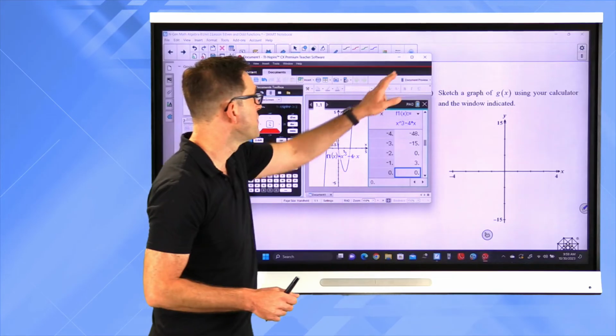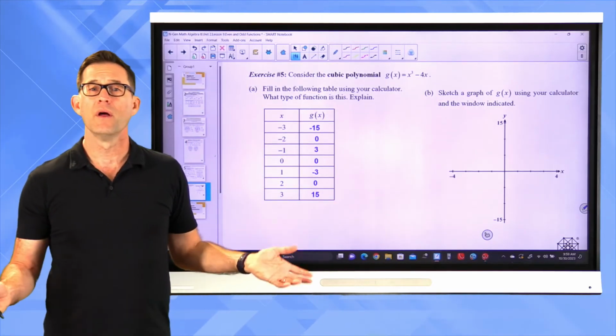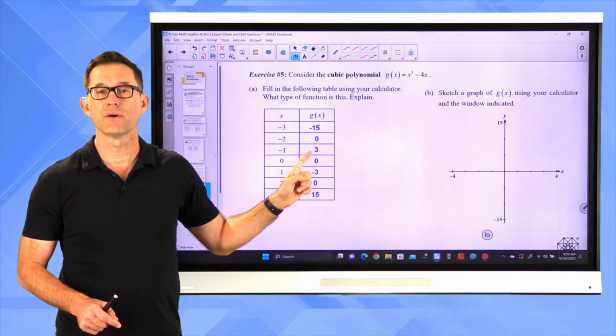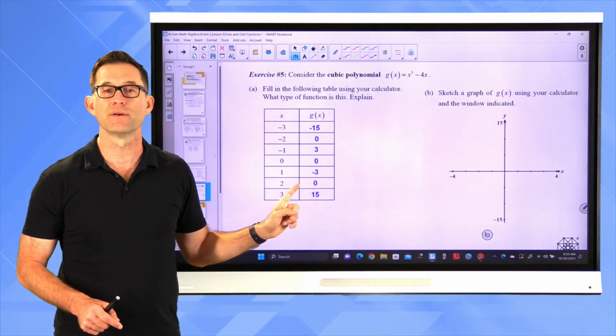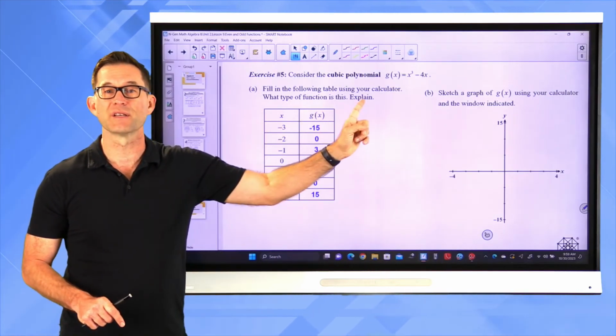All right, let me just minimize this for the time being. Let's fill in the table. There we have it, right? I have my negative 15 for positive 3, 0, 3, 0, negative 3, 0, and 15. Notice, right, it asks us what type of function is this, explain.